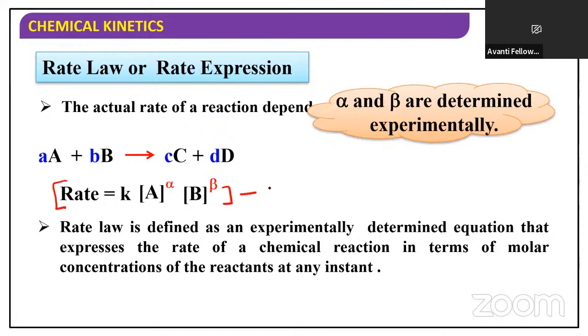ये formula हो गया किसका? Rate law का. That is R is equal to K, concentration of A raised to the power alpha, concentration of B raised to the power beta. And this alpha plus beta is equal to n, also known as order of the reaction. So remember this thing better, okay? So this is the rate law expression.